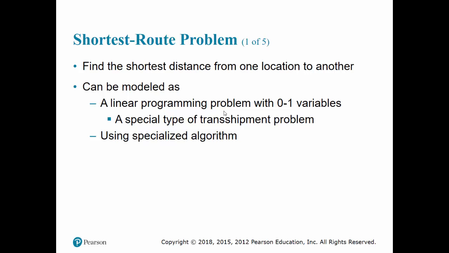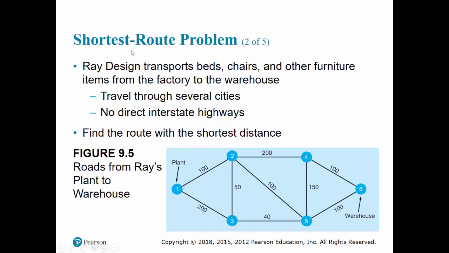So it'll be like you have a transportation network. You want to find what is the shortest path from one point A to point B. Here we have the plant, and these are the intermediate points, and then we have the warehouse. Each arc, the number that is associated with the arc is the distance. Now we want to know what is the shortest path from 1 to 6.